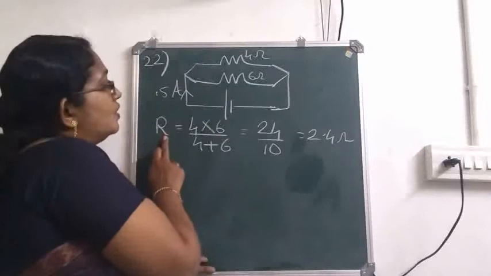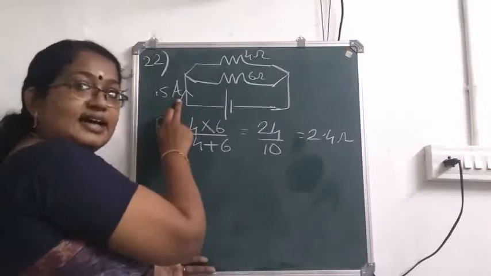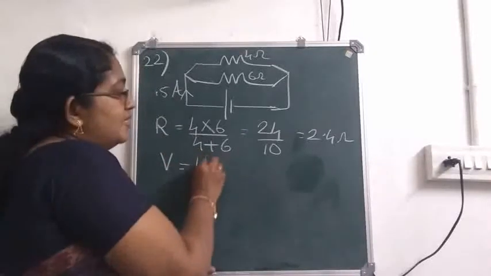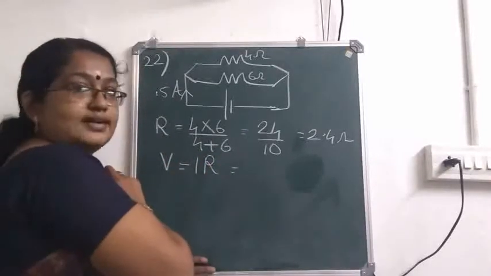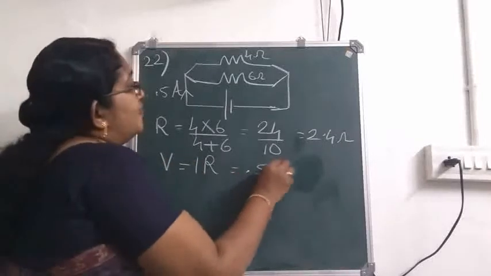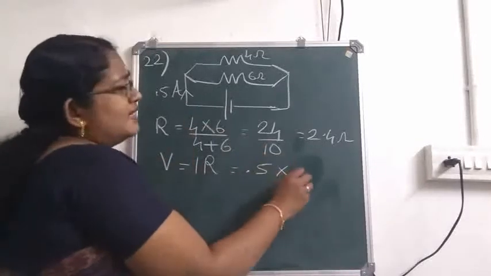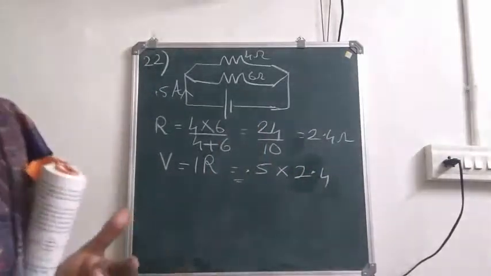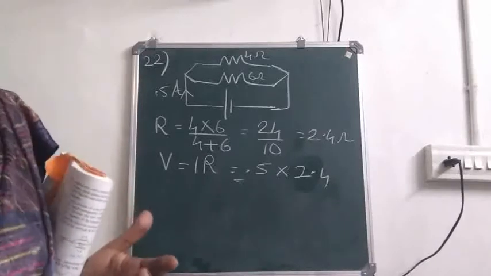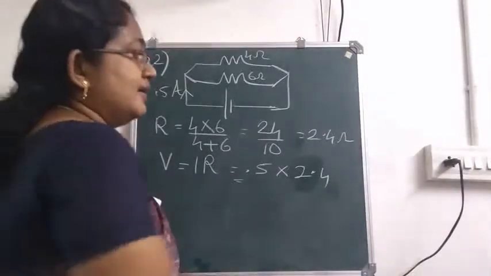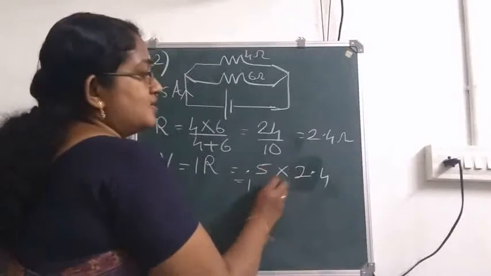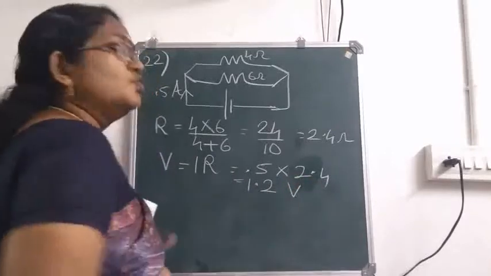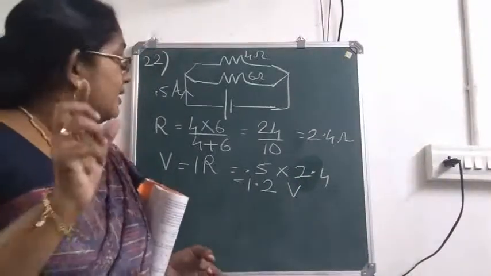Then if the total resistance and total current are there, you can calculate the potential. Potential V is equal to I into total resistance. I is 0.5 and resistance is 2.4. So when you multiply 24 with 5, how much are you getting? It is actually 120. So here, since two decimal places are there, it will be 1.2. So 1.2 volt is the total potential.